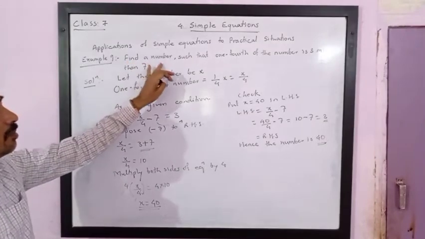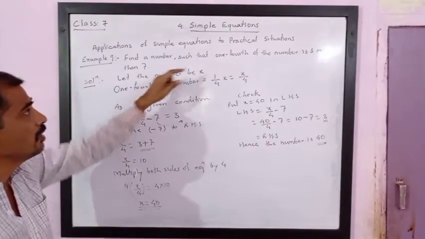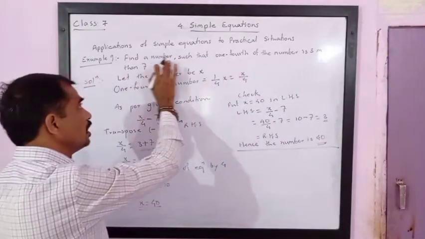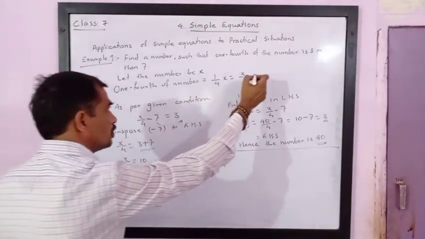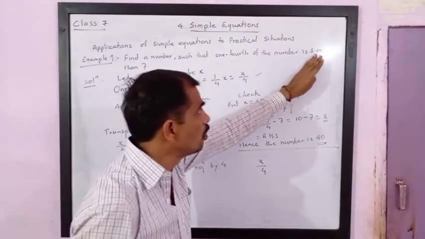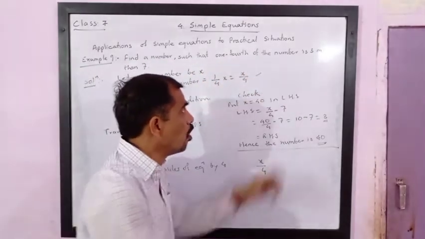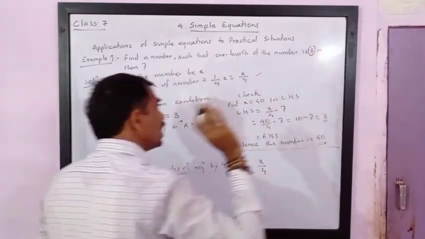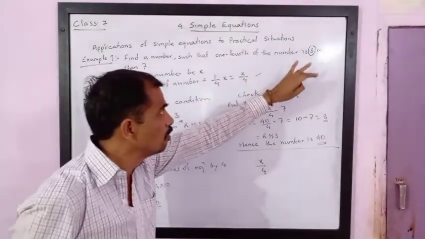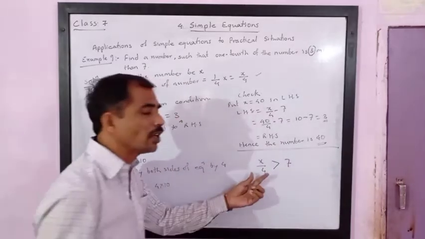Now try to understand, this problem can be solved in another way as well. We are given: find a number such that 1/4 of a number is 3 more than 7. I am trying to explain to you how to get the equation in an easy way. Here 1/4 of the number is x upon 4. Now don't read yet how much more. Don't read this 3 first; we are going to read that 3 afterwards. Find a number such that 1/4 of a number is more than 7. So we have got x upon 4 is more than 7.